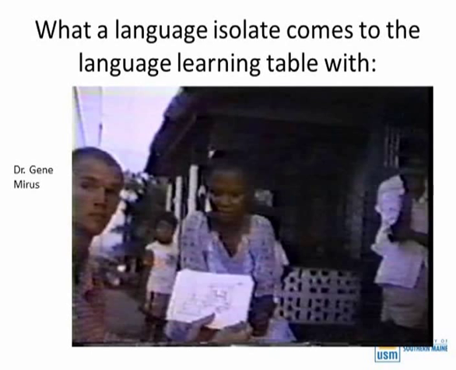So this is Gene Mirus, who's now at Gallaudet. He was down there collecting data with us on the Atlantic coast of Nicaragua. And he's showing a set of pictures. It really doesn't matter. It's different kinds of food. Mangoes, hamburgers, corn, sandwiches. And this is a first contact case. This is what this particular person has as her repertoire for all those things.